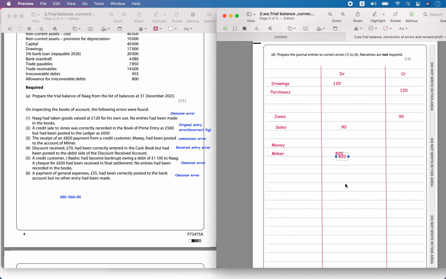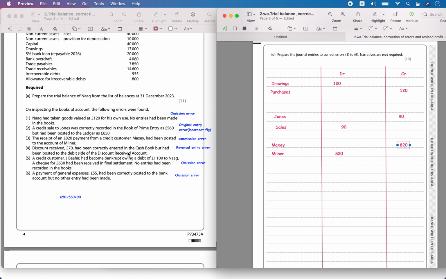So that's the way of correcting it. Then you have discount received 70. It had been correctly entered in the cash book but had been posted to the debit side of the discount received account. What is a discount received account? It is supposed to be a credit account. Discount received is a credit account.